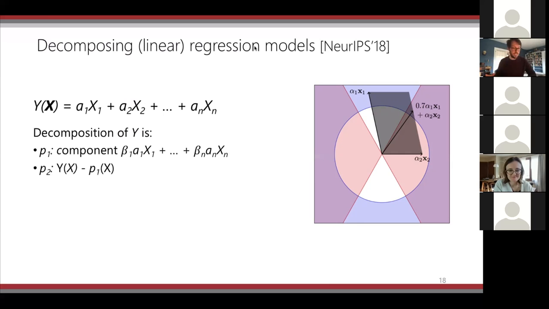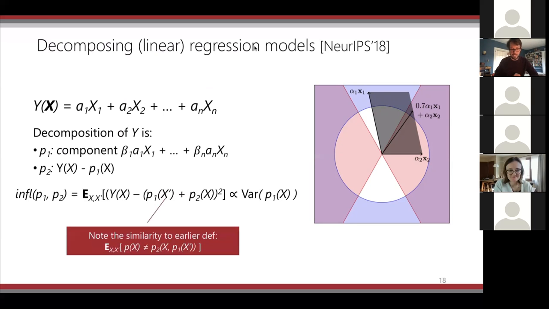So the space of decompositions here, we can formalize them as real vectors between 0 and 1, beta 1 through beta n, right? The notion of influence that we would get from this looks a lot like the influence we had on the previous slide, except instead of looking for equality, because it's a regression model, we're taking the squared error between the original model and the intervened on decomposition of it, right?